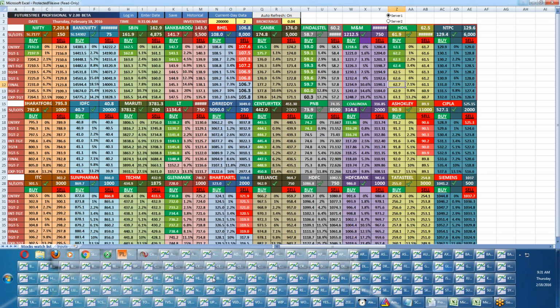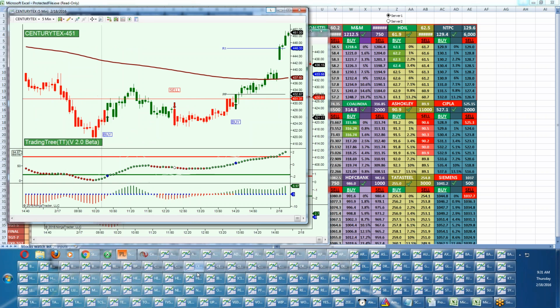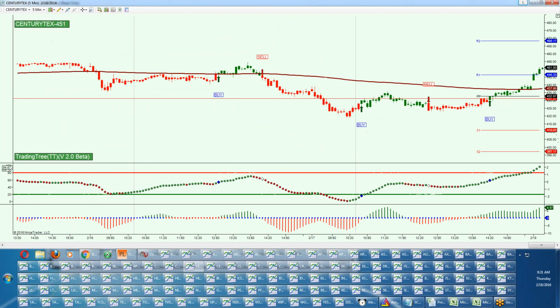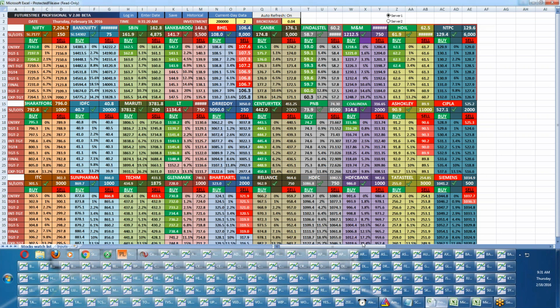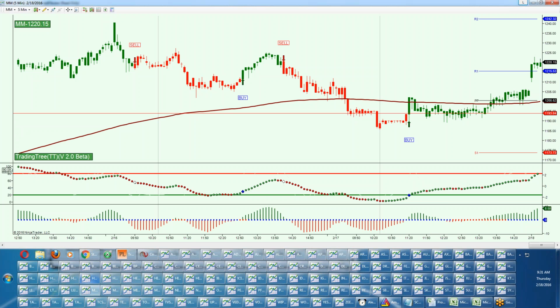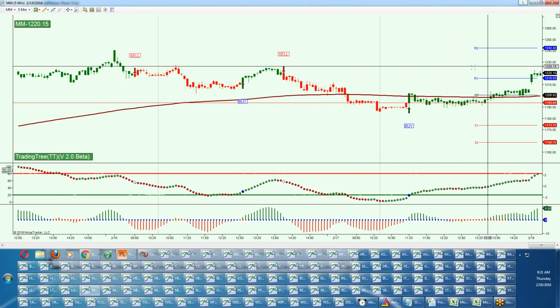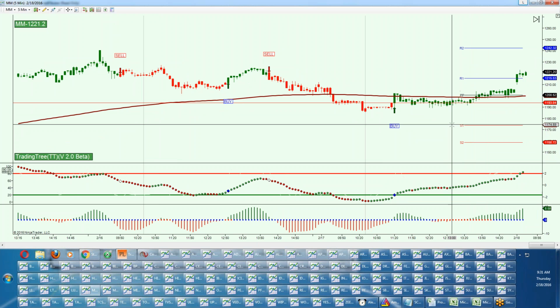Century Textiles, let's check where it is headed. So the next level of target for Century will be 467. So you can stay long on Century Textiles. So SBI, we again have that buy. M&M still has an upside, so we'll stay long on that position. Other than this, we have a buy in RELCAP, we have a buy in PNB, we have a KTK buy.